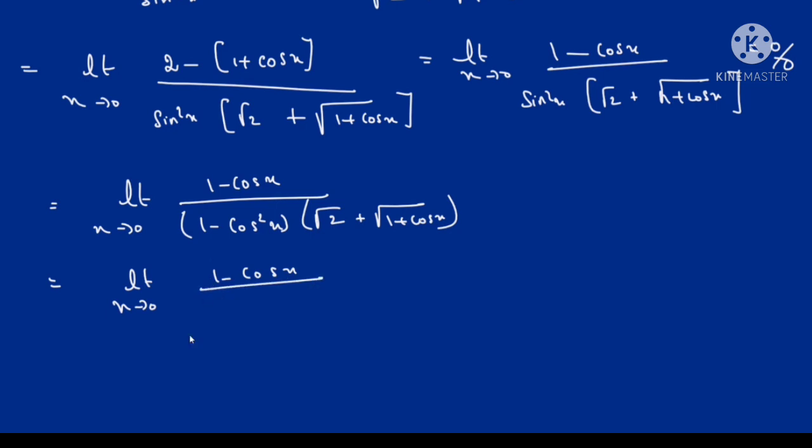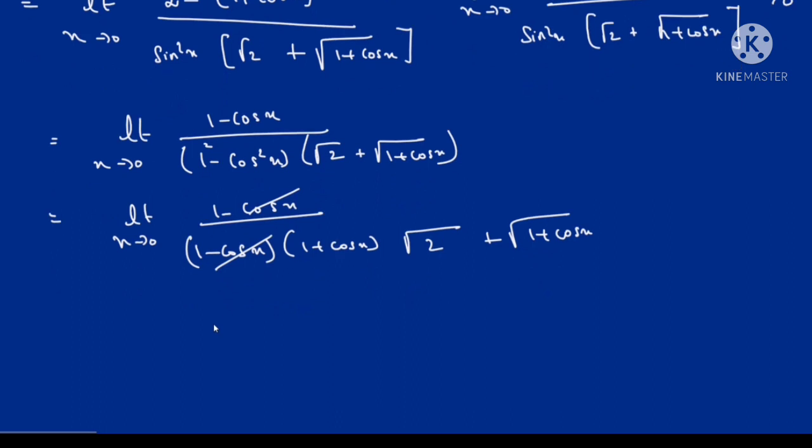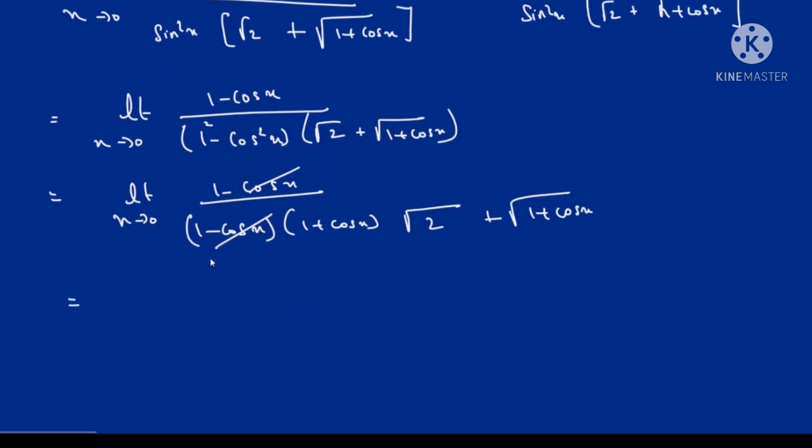So we can write this as limit x tends to 0, 1 minus cos x divided by 1 minus cos square x, which you can write as 1 minus cos x into 1 plus cos x. This is a square minus b square, a plus b into a minus b, into root 2 plus root of 1 plus cos x. Let us cancel this 1 minus cos x, 1 minus cos x. Now apply the limit. In the denominator, cos 0 is 1, so this is 1 plus 1.